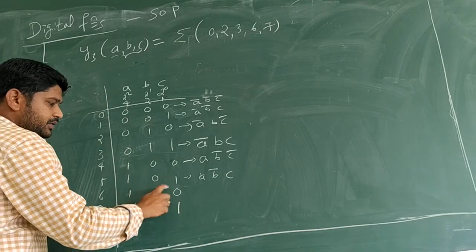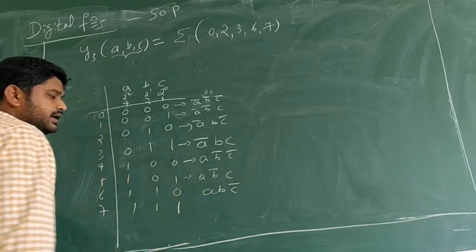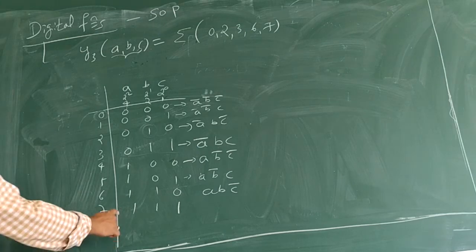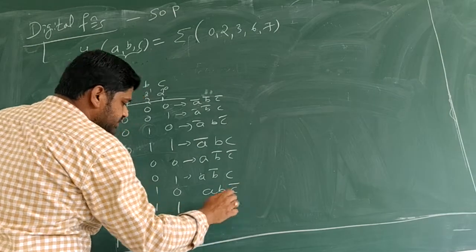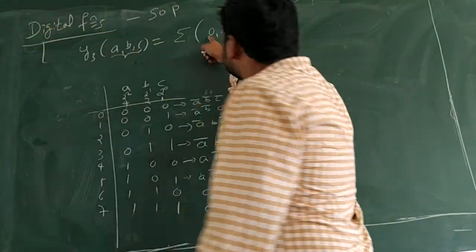110, that means A1, B1. A, B. C is 0, hence it is complement. Last row, A, B, C. No complements because all are ones. Okay, now what are the given terms?